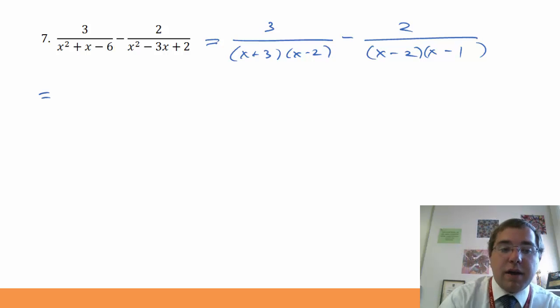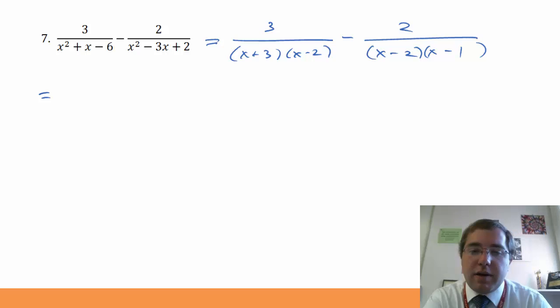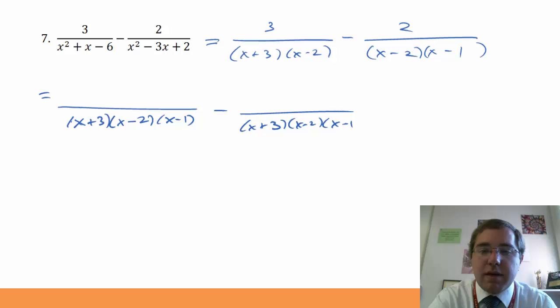Well, the common denominator has to include all of the factors that are in our denominators. So that has to include x plus 3, x minus 2, and x minus 1. So that is going to be our common denominator. X plus 3 times x minus 2 times x minus 1.